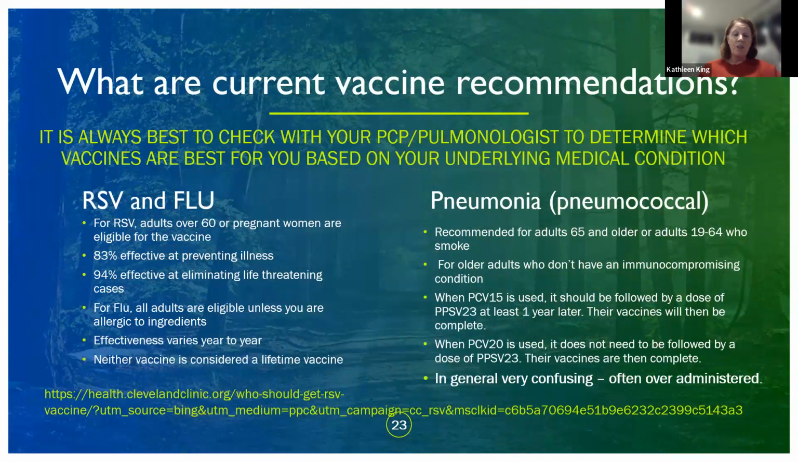RSV and flu. For RSV, adults over 60 or pregnant women are eligible. It's 83% effective at preventing illness, 94% at eliminating life-threatening cases. So that kind of runs a little bit with the COVID, right? For flu, all adults are eligible unless you are allergic to the ingredients. Effectiveness of the flu varies from year to year, and neither vaccine is considered a lifetime vaccine.